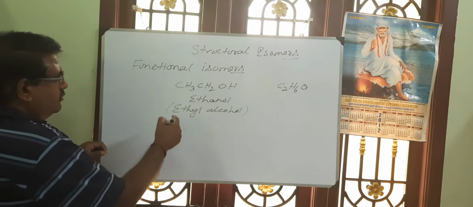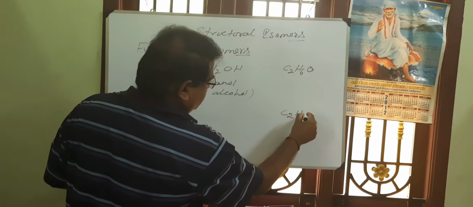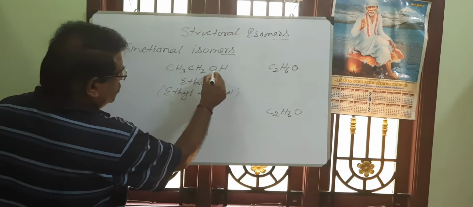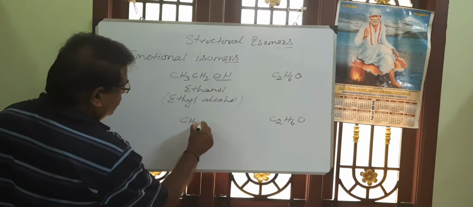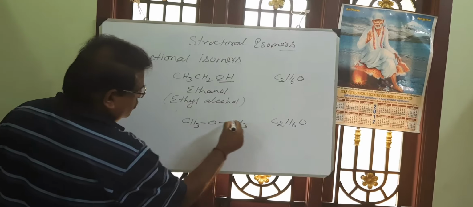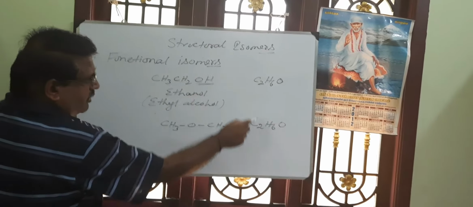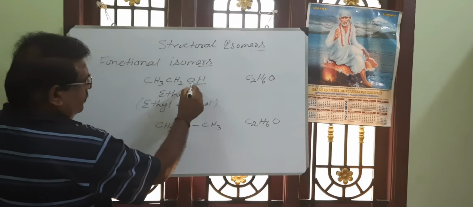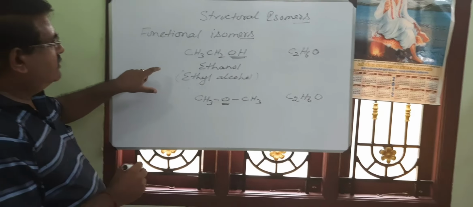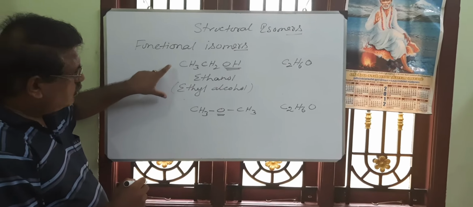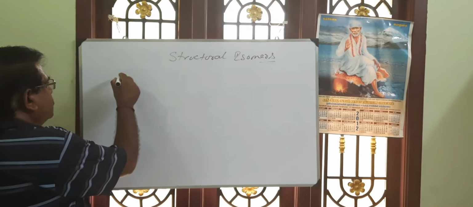Now, let's consider another molecule having the same molecular formula, C2H6O. In ethanol the functional group is OH, the hydroxyl group. Now consider this molecule, CH3OCH3. What is the molecular formula? C2H6O. So the two molecules have identical molecular formula but differ in the functional group. Here is an OH group, here is an oxygen. So the two isomers are called functional isomers because the two molecules differ in the functional group. Okay, now let us discuss metamers.